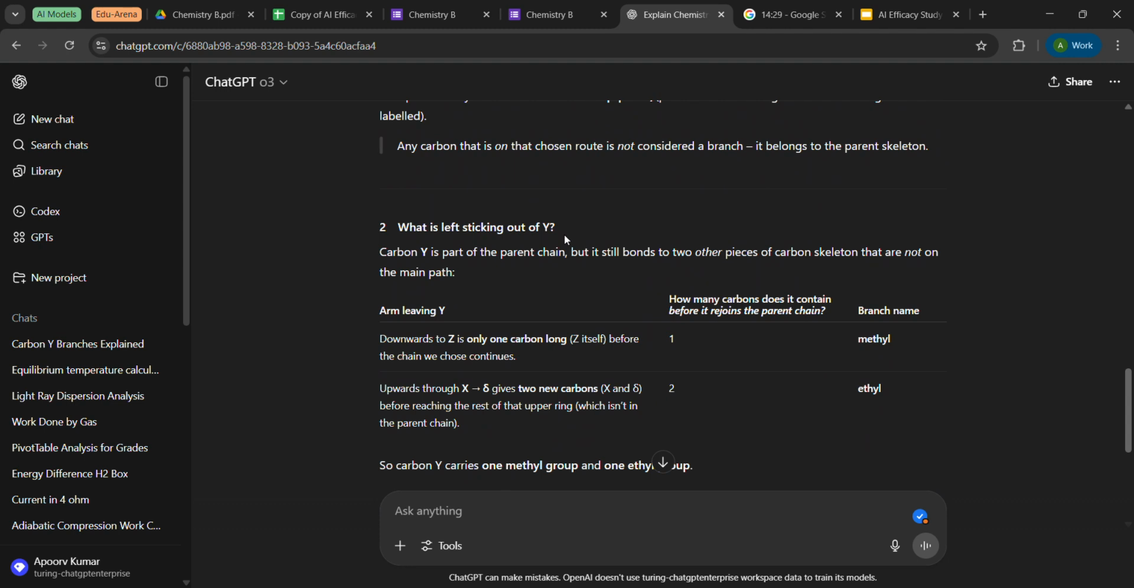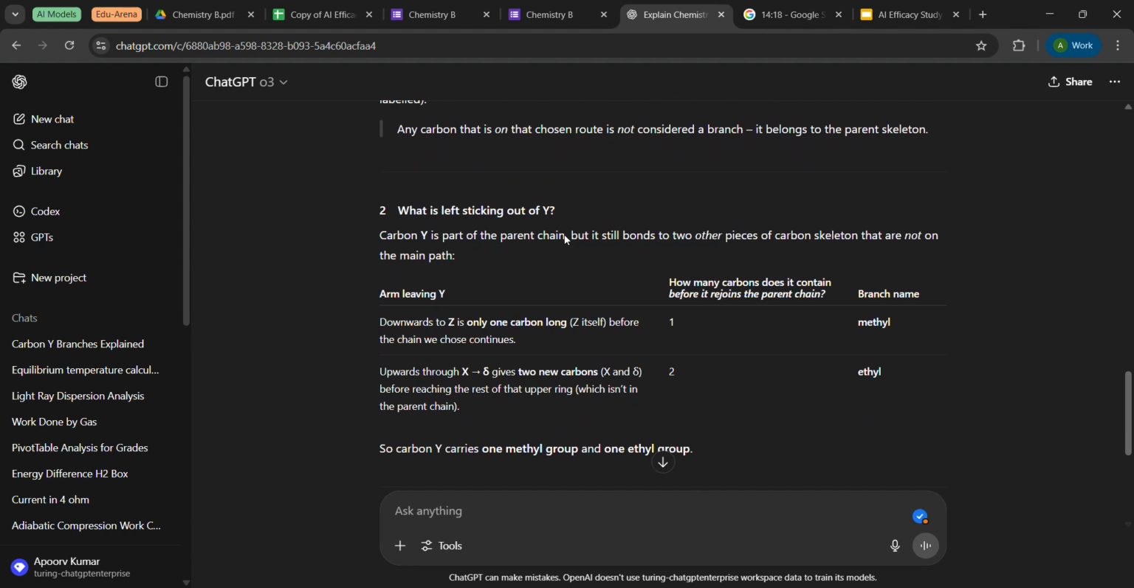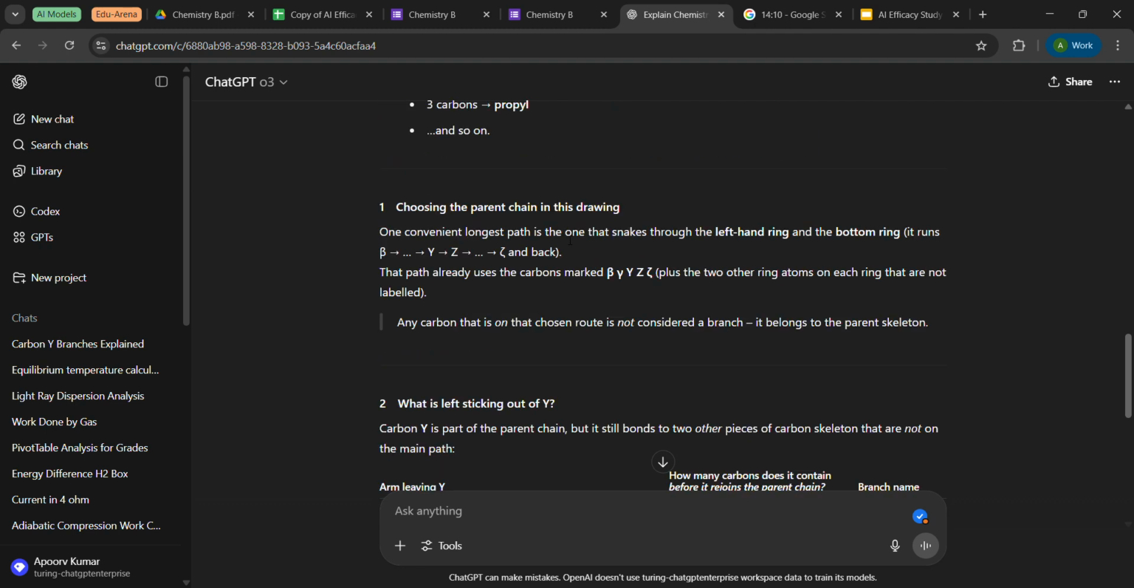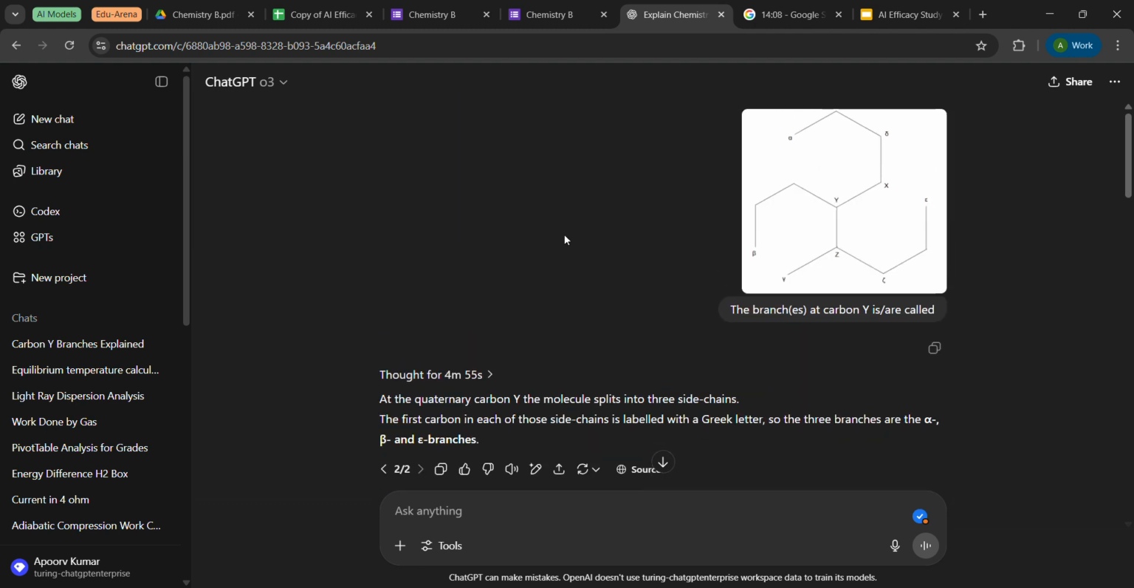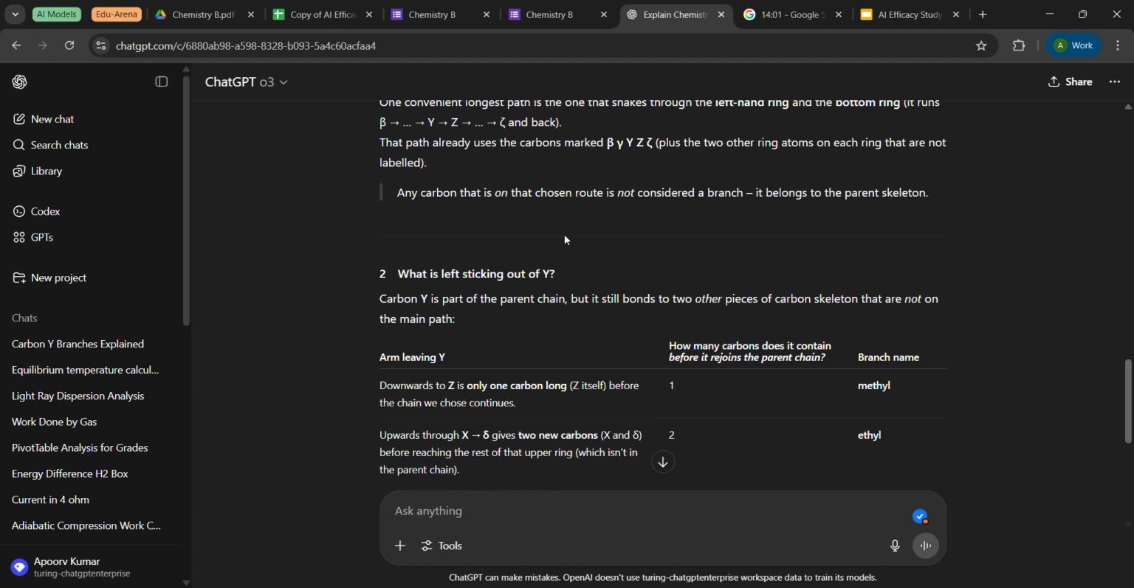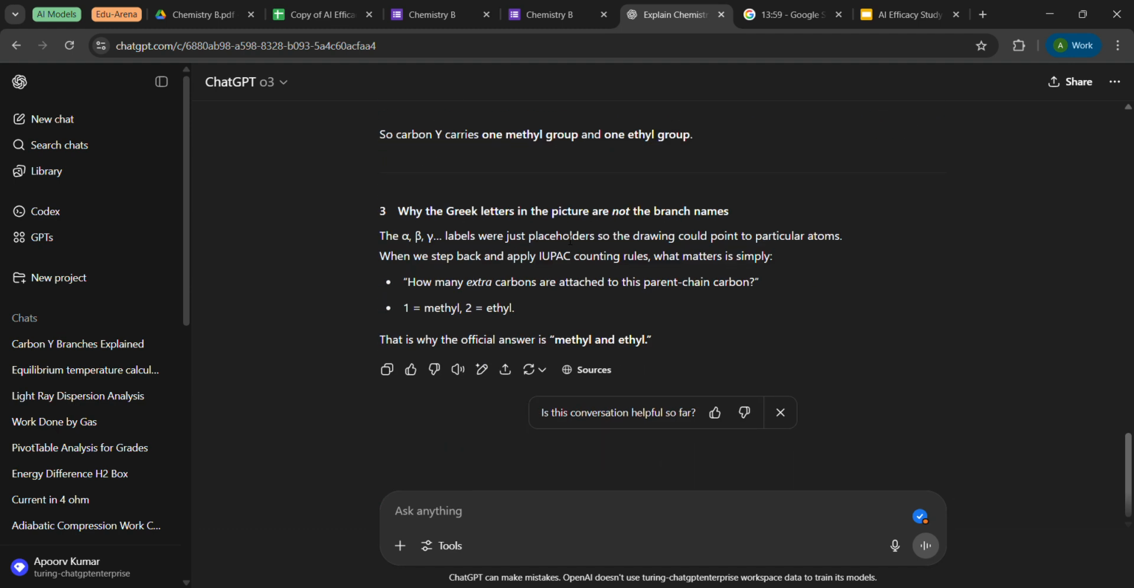Number 2 said it is only one carbon Z itself before the chain continues, one methyl. Upward through X delta there are two new carbons, X and delta, before reaching the upper end of the ring, which is in the parent chain. Huh. 1, 2. I have absolutely no idea what it is talking about.